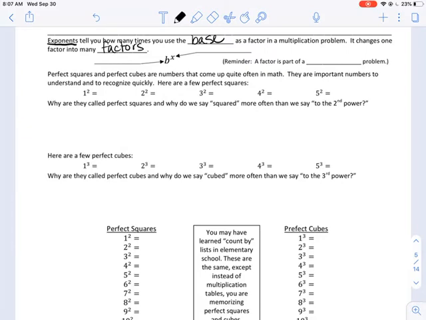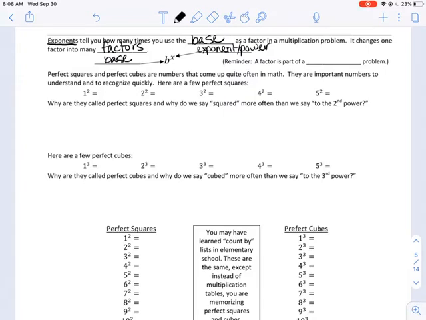So I like to think of that base as just the number, and the little number above is telling us how many times that number multiplies by itself. So the little number is called the exponent or the power. And the big number, or the number on the bottom, is called the base.